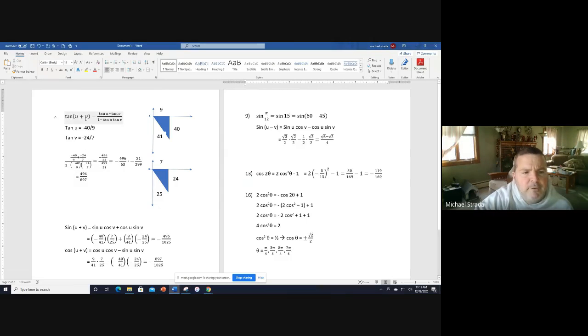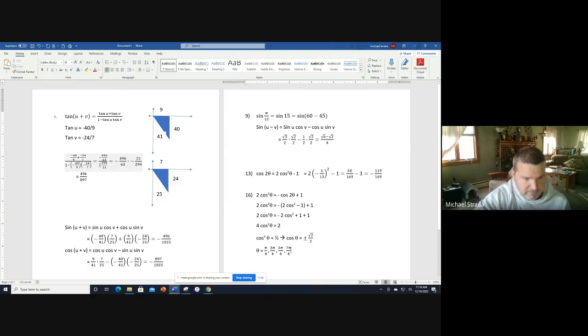So the tangent of u plus v is given by the formula tangent u plus tangent v over 1 minus tangent u tangent v. The tangent of u is negative 40 over 9. The tangent of v is negative 24 over 7. That comes from the Pythagorean theorem. 9, 40, 41 triple. The opposite here is the negative 40 over the positive 9. The v, 7, 24, 25 triple. That's a negative 24 because you're in the fourth quadrant. So the tangent of v is negative 24 over 7.